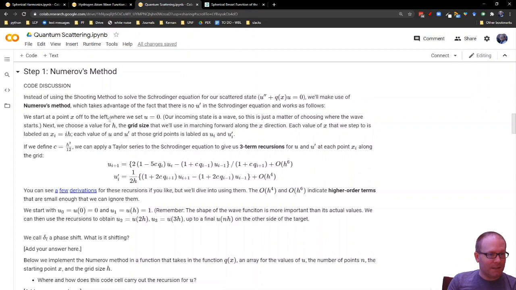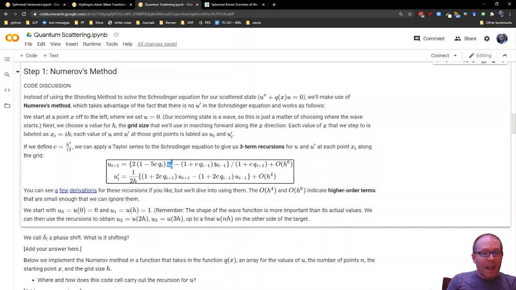So what we're going to do, just like we did with the shooting method, we start off at a point far to the left. We set u equal to 0, just as an easy way to start. And then we step forward in steps of h. Basically, you're going to go from u0 to u1 to u2 to u3, etc. And we update those u values based on this recursion relation here. It requires knowing the current value of u and the previous value of u. So we're looking at the step we're at now, the step we were at before. We're taking those two steps and combining them to get the next step.